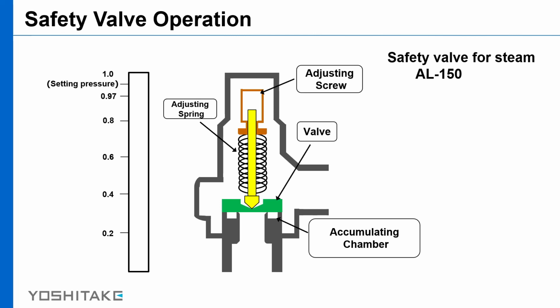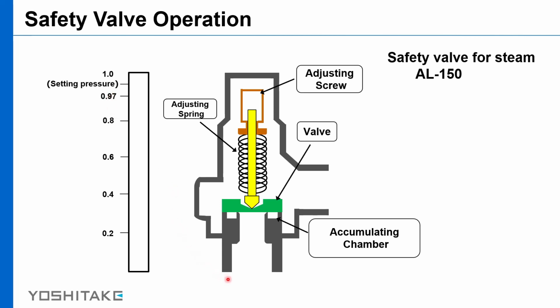This time, we will look at the structure and operation using the steam safety valve AL115 as an example. First of all, as for the structure, here is the adjusting screw, here is the valve, and here is the adjusting spring. By tightening the adjusting screw, the adjusting spring is contracted and the valve is pressed down and closed to the set pressure. This time, the set pressure of the safety valve is 1.0 megapascal.